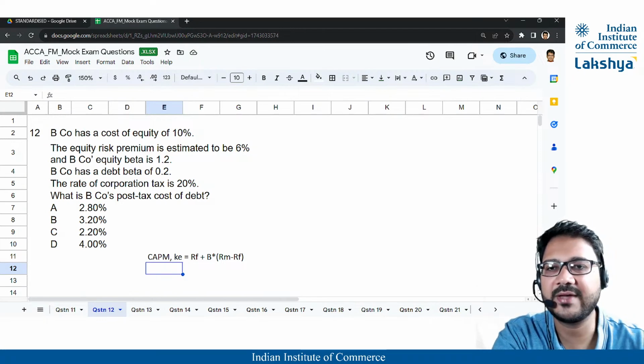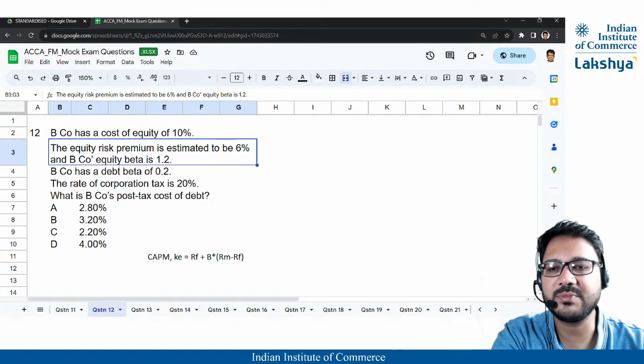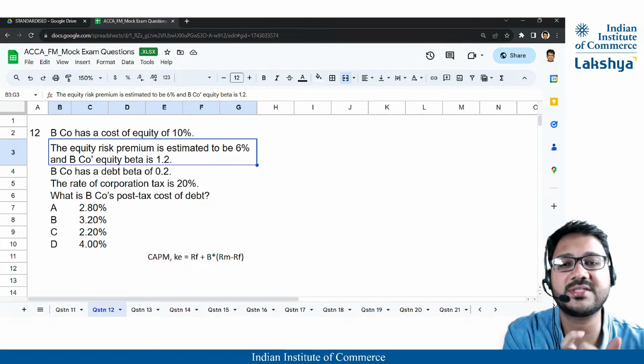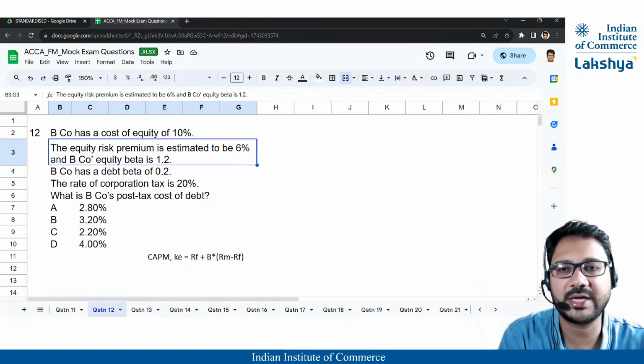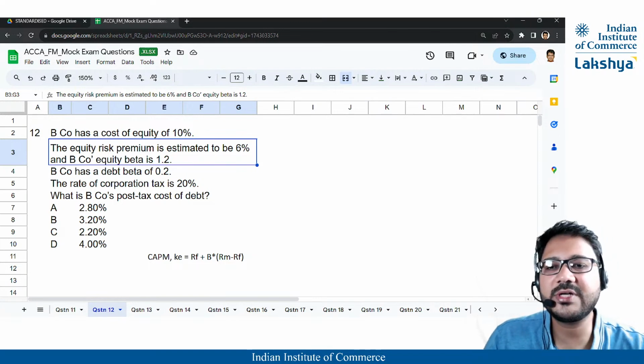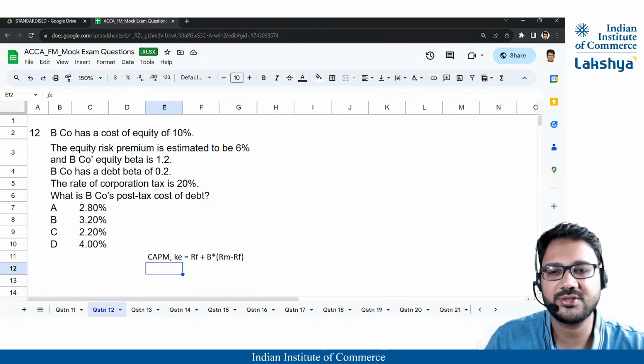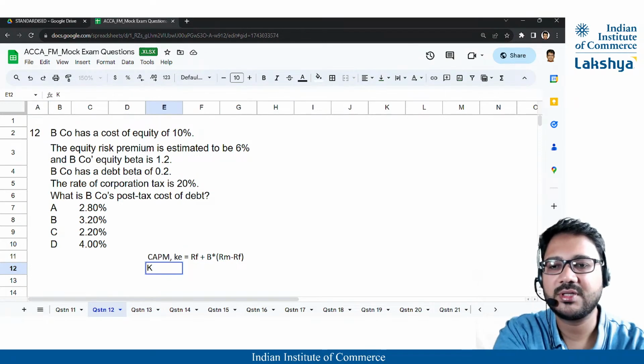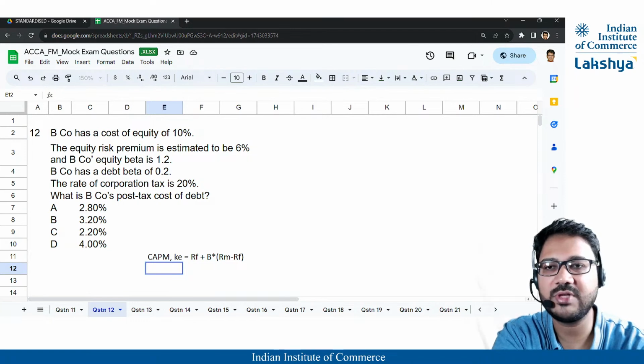Now from there we have cost of equity, so we have KE available to us. Then the estimated equity risk premium, that is the market premium, is available to us. That is 6%. So it is RM minus RF that we have as 6%. And equity beta is 1.2. So we need to find the risk-free rate. We already know that KE is 10%.